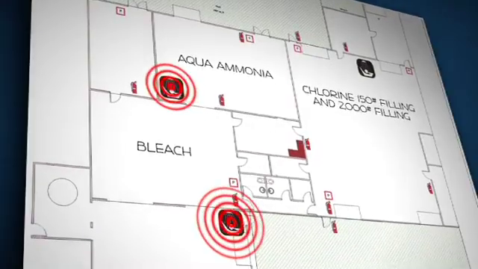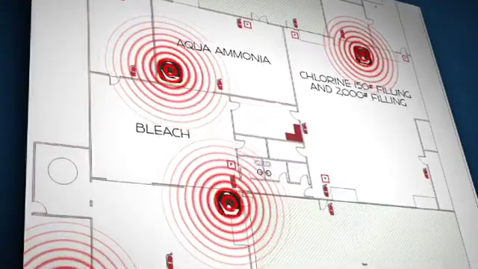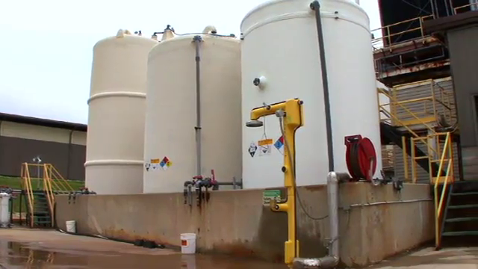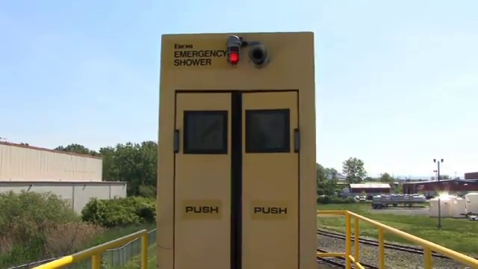Safety showers and eye wash fountains should be quickly accessible, clearly marked, and fully operational. They should be in all areas where sodium hypochlorite is being handled to provide fast irrigation of skin and eyes that may have been exposed.